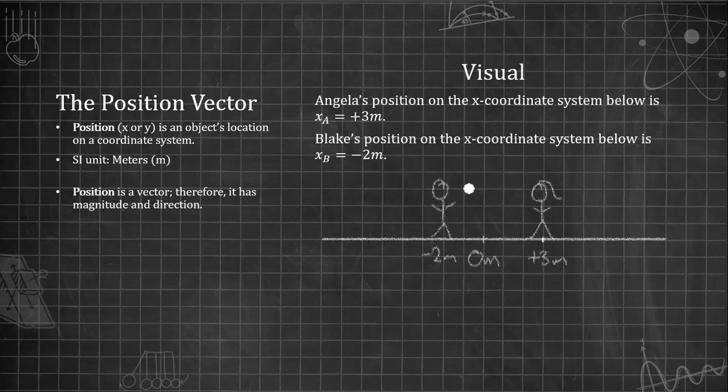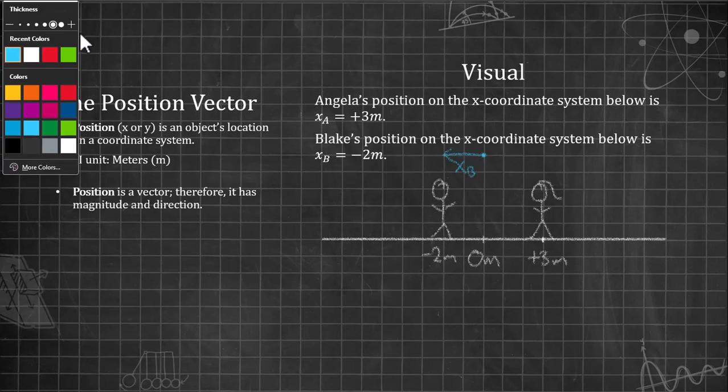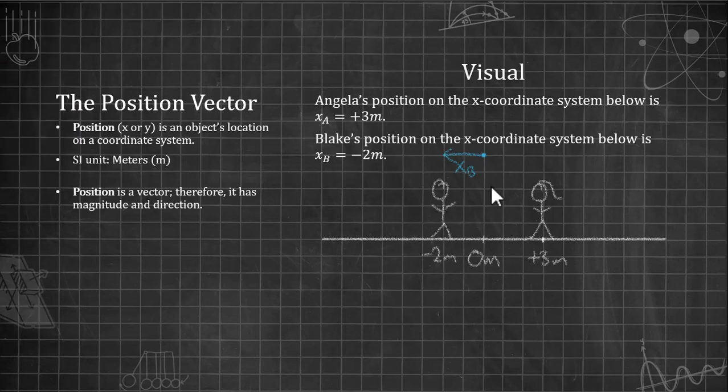Since these are vectors, we can show their position with an arrow. We're going to draw Blake's position vector as an arrow starting from the horizontal origin, going to where Blake is located, and we'll call this Blake's position, x subscript B. Whereas Angela would be an arrow from the origin going to where Angela is located at the plus 3 meter mark. We could call this x subscript A for Angela. And those are our examples of position vectors.